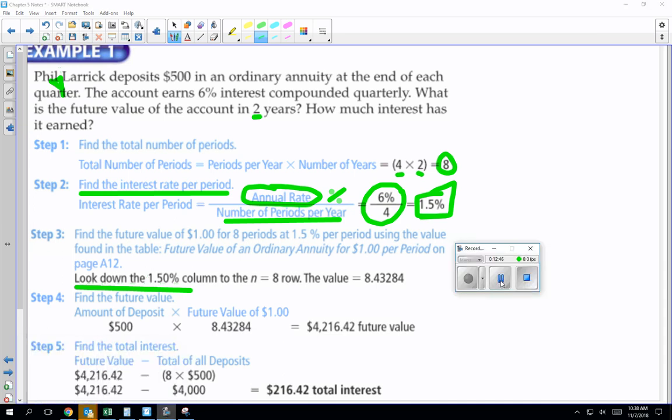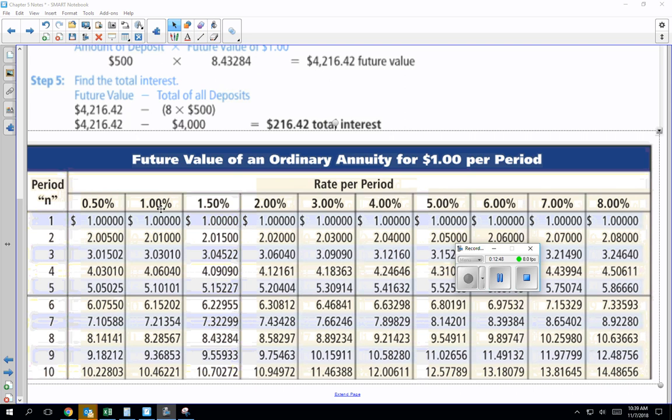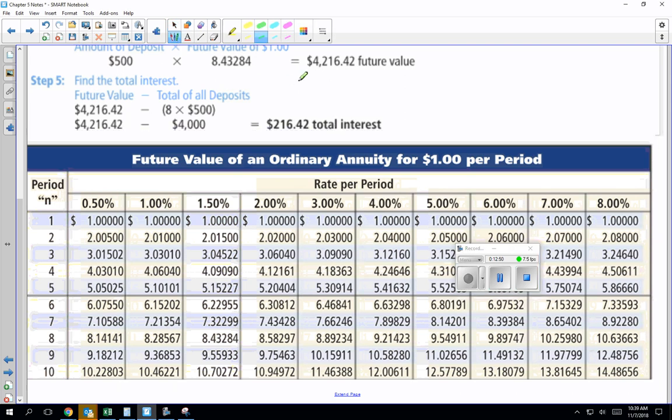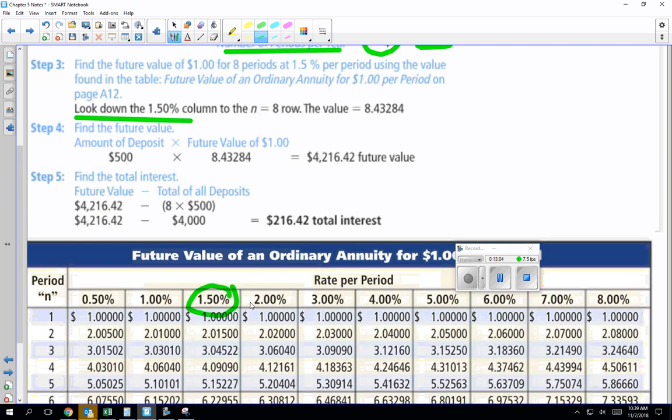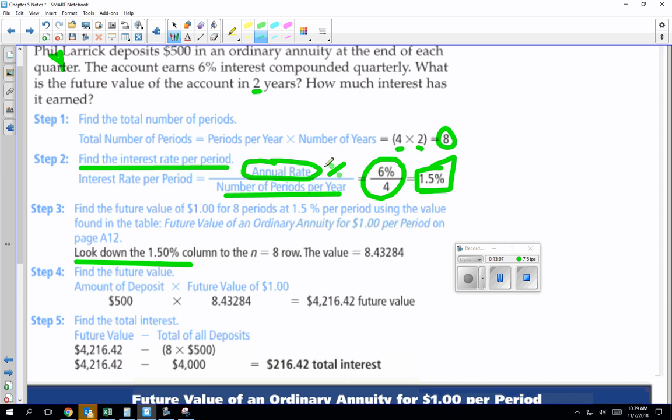Let me get the right chart. All right, so I found the correct chart for you guys. Thank you for your patience. So at the 1.5% interest for 8 periods, so 8 quarters, our amount is 8.43284. So we did all this work, step 1 and step 2, so that we could find the number from the chart.